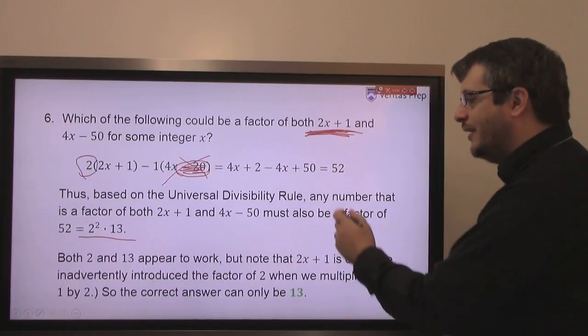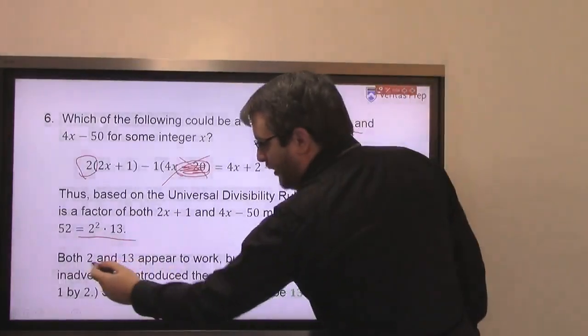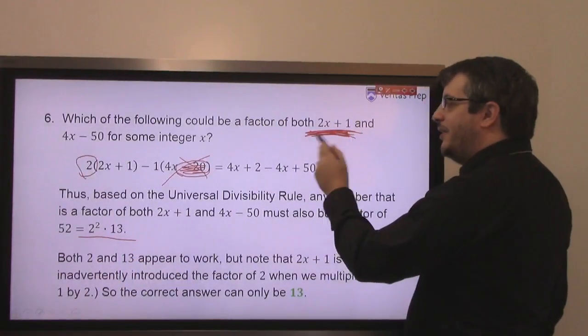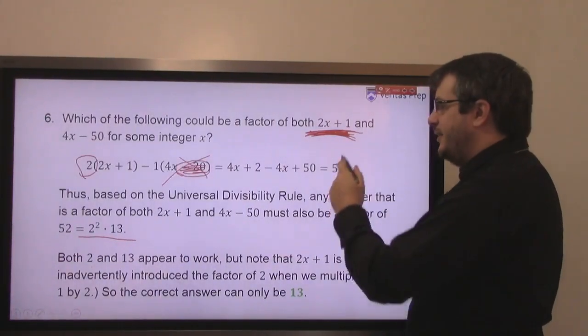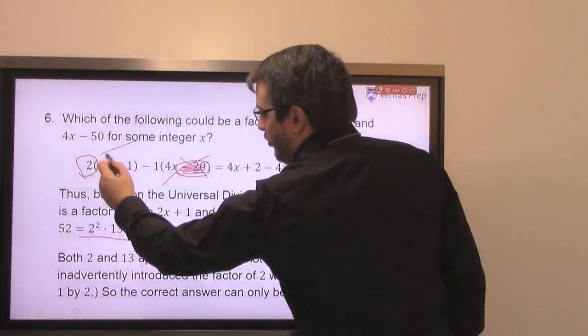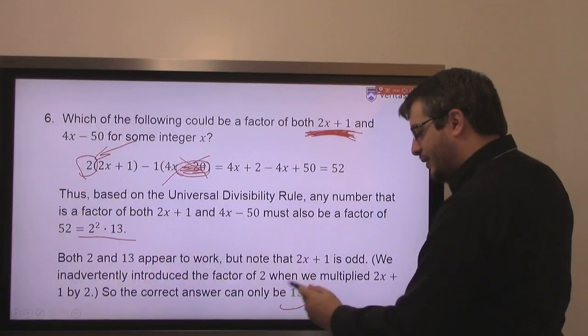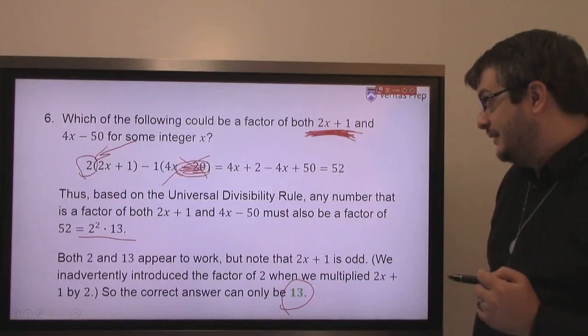Great job, Antimony. So anyway, I'm down to 2 and 13, or maybe a combination of them. But then I look back and I go, wait a minute. Now the 2 was fake. I can't get the 2. This number was odd. The 2 came in when I put it in right there, but it wasn't in there to begin with. It must have been 13 I was looking for, and that's the answer.